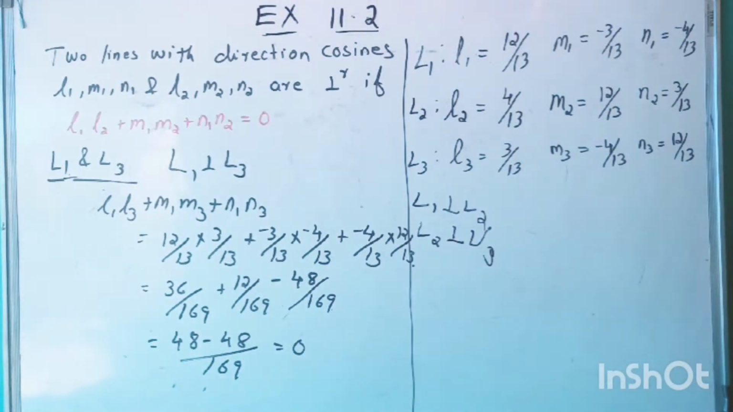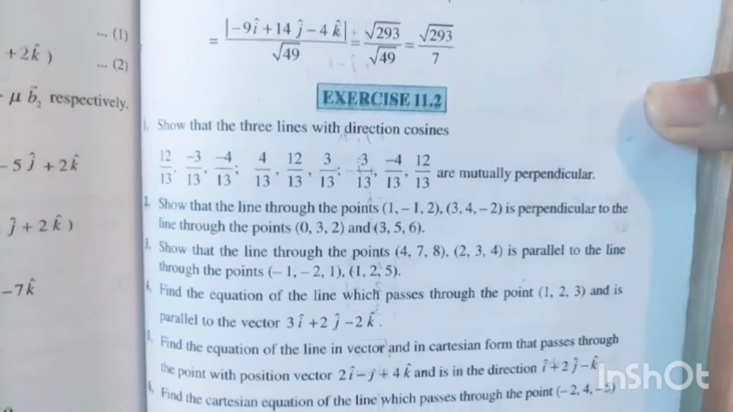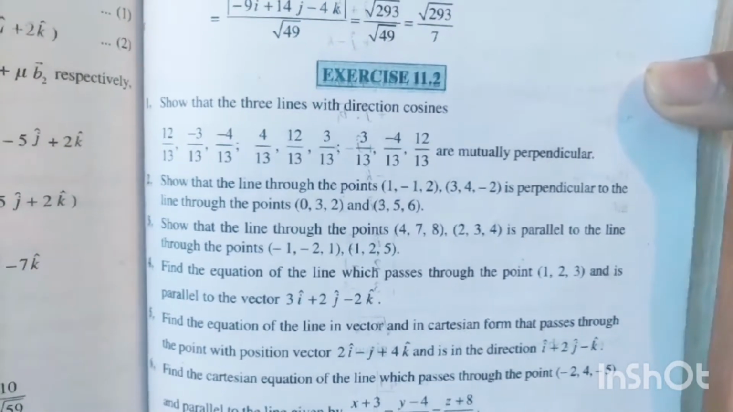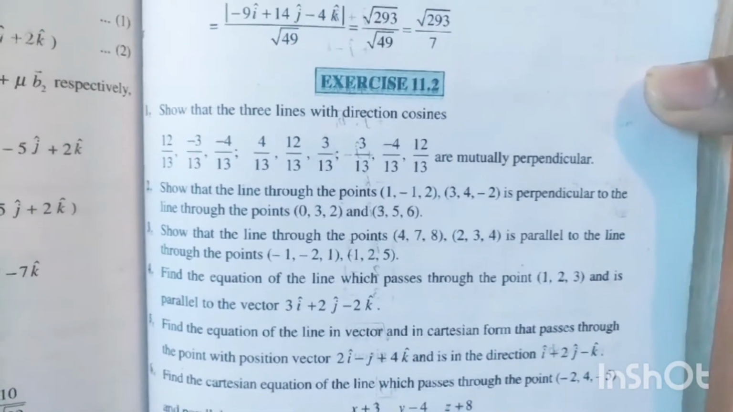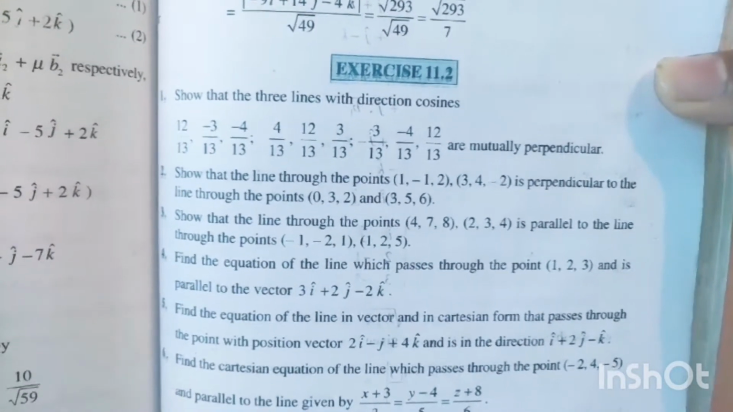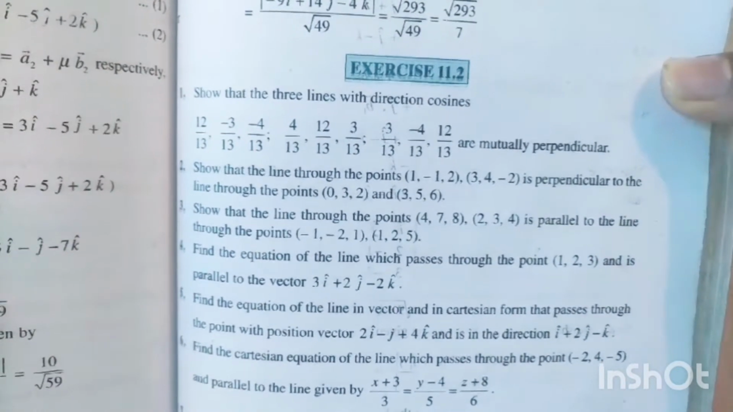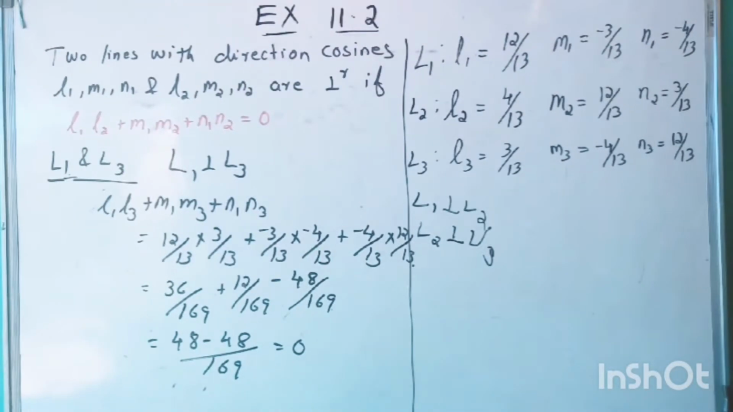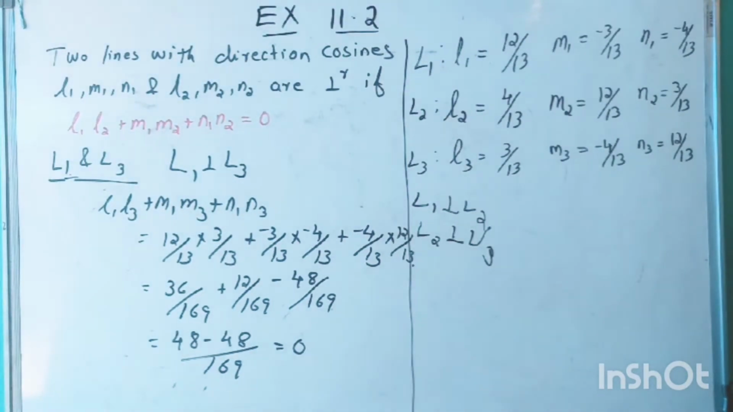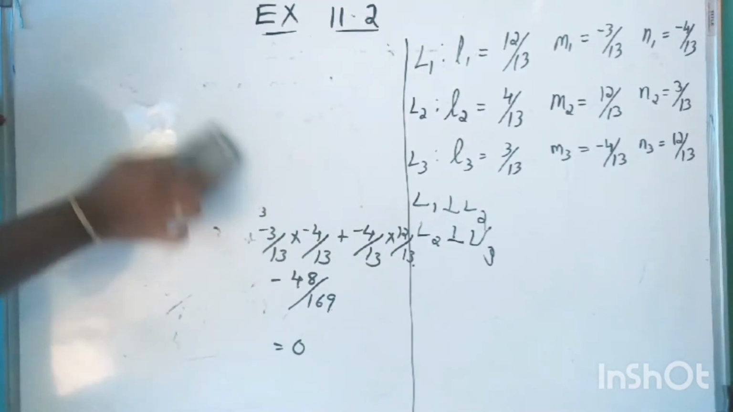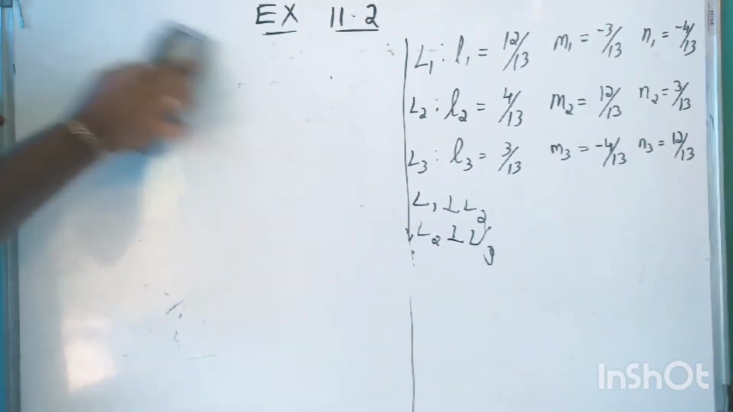Second question. Show that the line through the points (1, minus 1, 2) and (3, 4, minus 2) is perpendicular to the line through the points (0, 3, 2) and (3, 5, 6). We need to prove these two lines are perpendicular. Four points are given in the question.